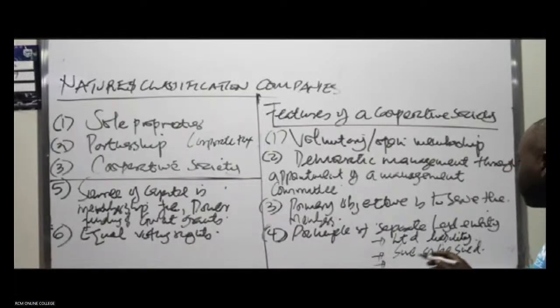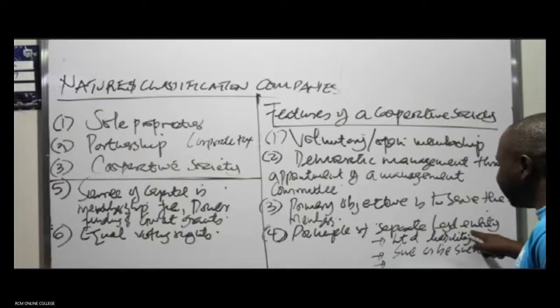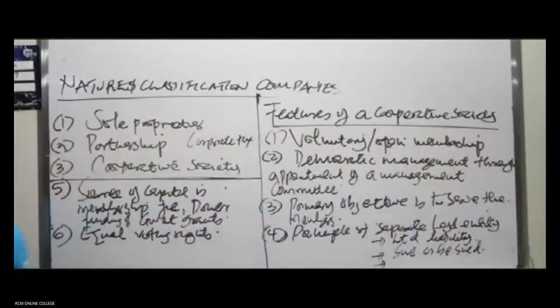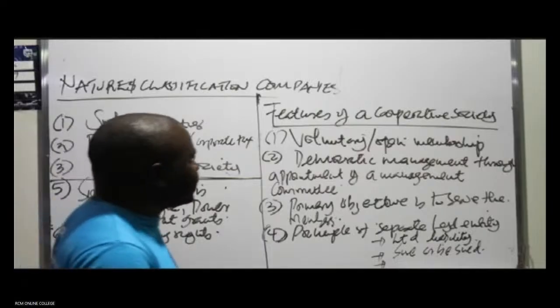So there's perpetual succession, because in this case it doesn't exist as a result of the members, or those who govern it. It exists on its own. Then there is autonomy and independence. It actually operates independently.